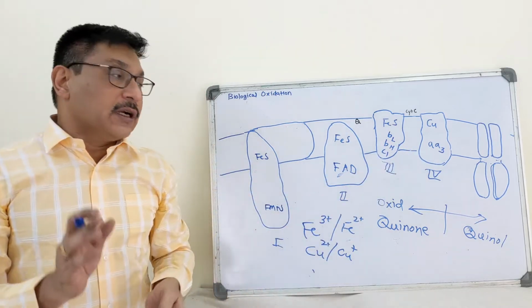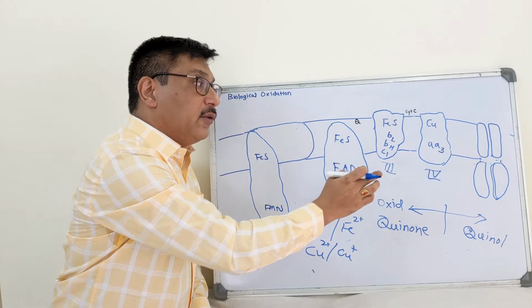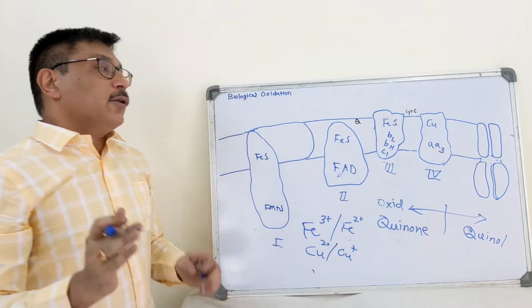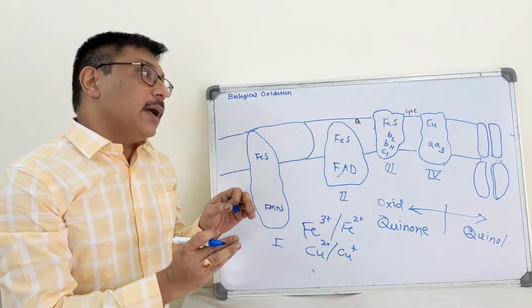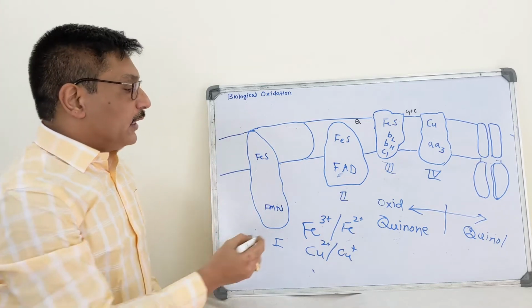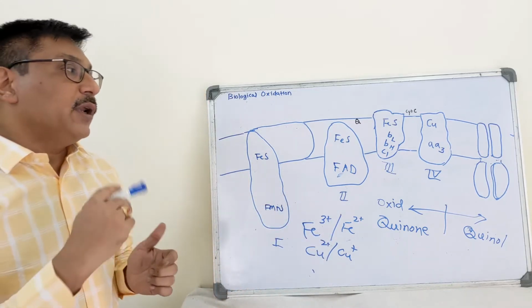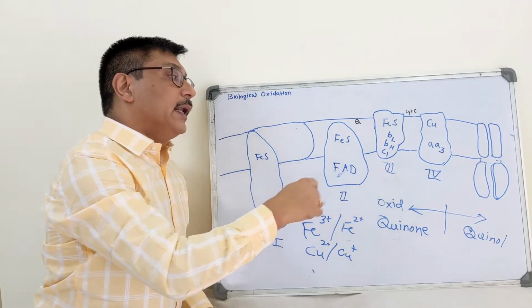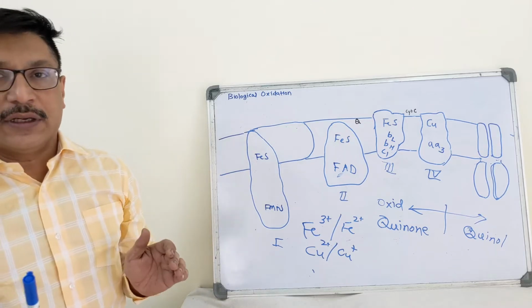cytochrome oxidase, which contains a single polypeptide chain, attached to it is cytochrome A and cytochrome A3, 2 heme complexes containing iron group, and this iron oscillates between Fe3+ and Fe2+ during transport of electron. Ultimately, from complex 4, electrons are transferred to the final acceptor, that is oxygen.